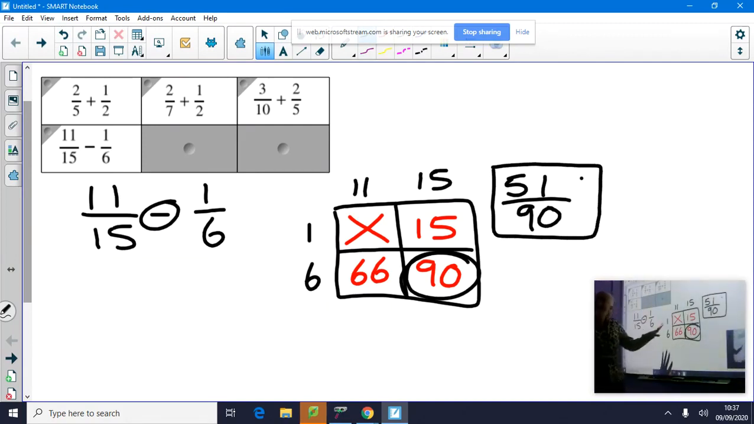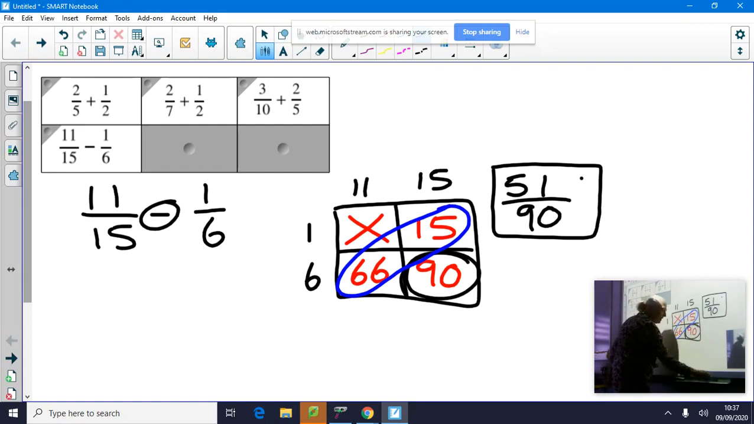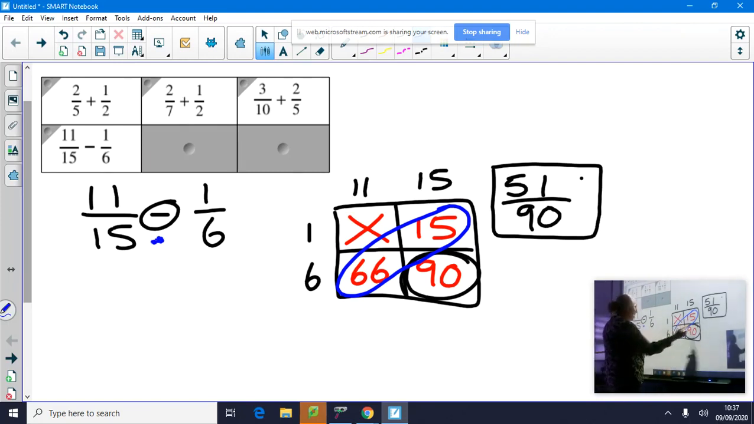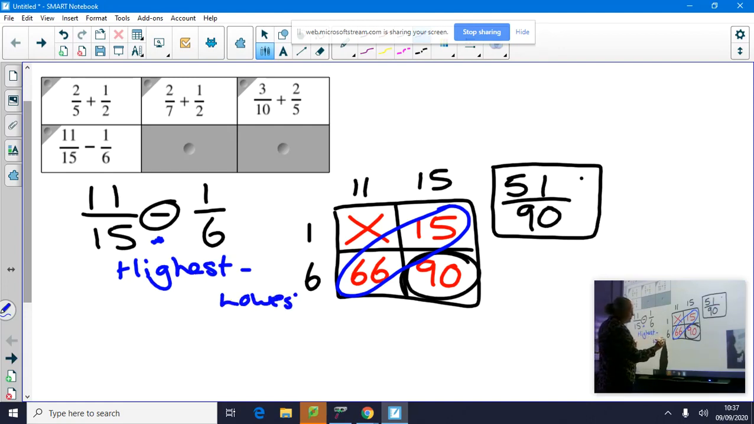Bingo. Can you see? Add and subtract are exactly the same method, but when you get to this point, look at what you're doing. Are you adding or are you subtracting? When you're adding, you can add either way. When you're subtracting, highest take away lowest. Just write that in for you. So it's exactly the same method.